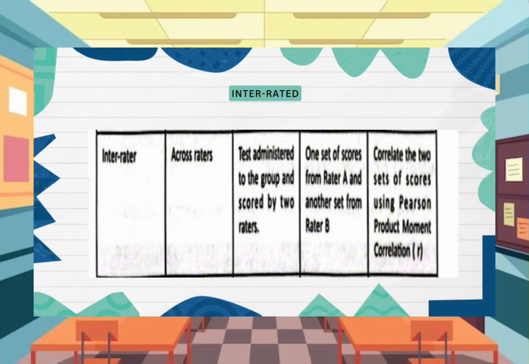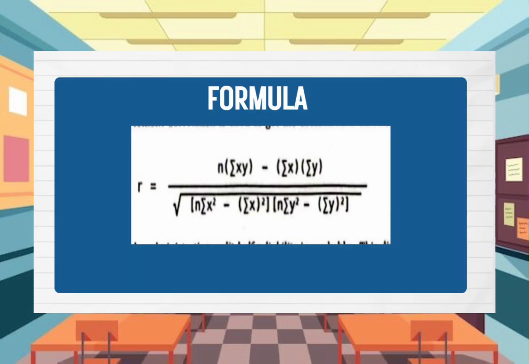Inter-rater assesses the degree to which different judges or raters agree in their assessment decisions. This is quite useful to avoid doubts on the scoring procedure of tests with non-objective items. The sets of scores obtained in the test from two raters can also be subjected to Pearson to get the reliability coefficient. In finding the reliability coefficient for this type of reliability, we are going to use the Pearson product-moment correlation, just like the other two types of reliability.